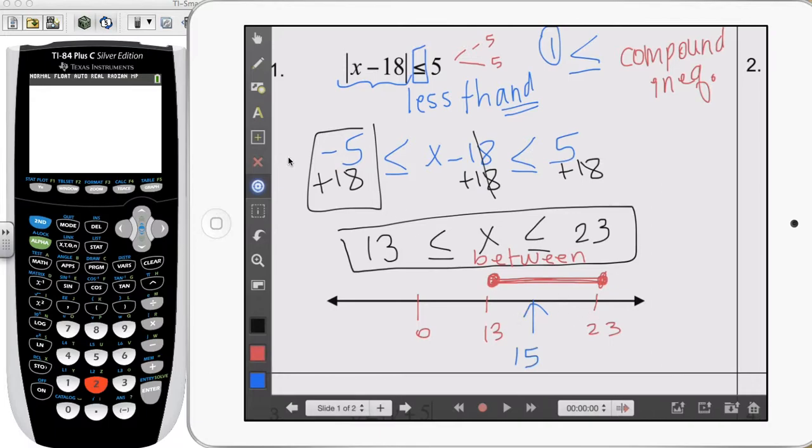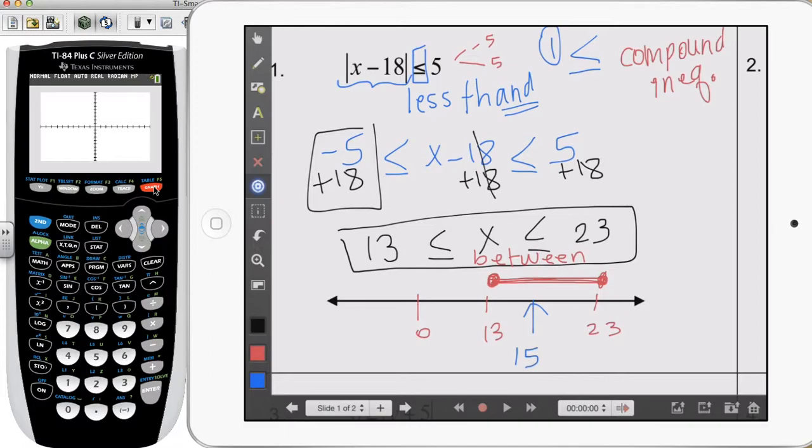Now, to better understand this, let's go to our calculator and let's try to plug this in. So I'm going to put the left side of my inequality on y1. So I'm going to go to second, 0, and get the absolute value. I'm going to put x minus 18 in y1, and I'm going to put the right side of your inequality, which is the 5, in y2, and I'm going to graph it.